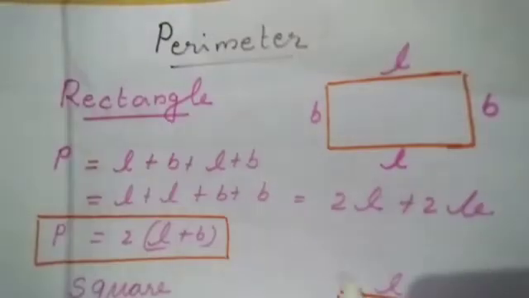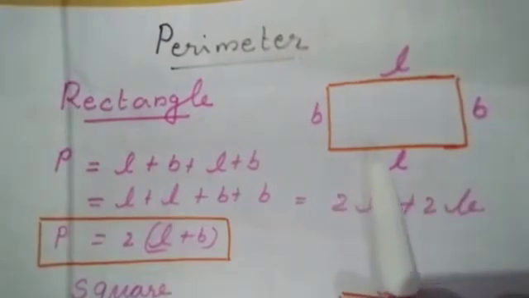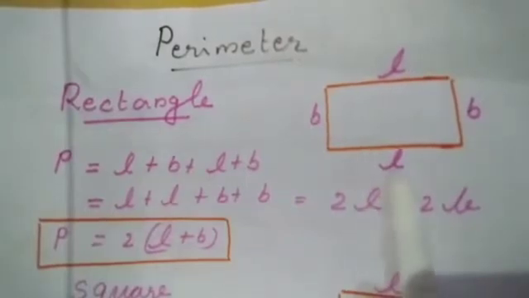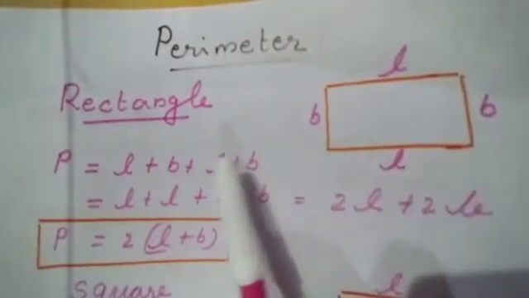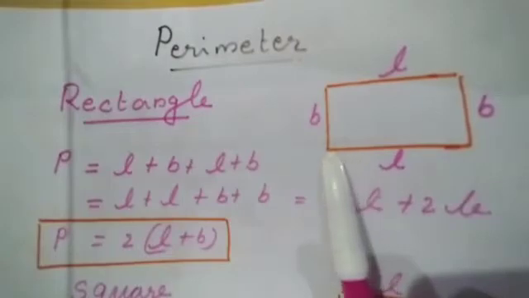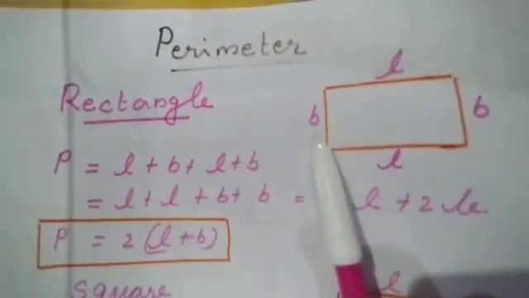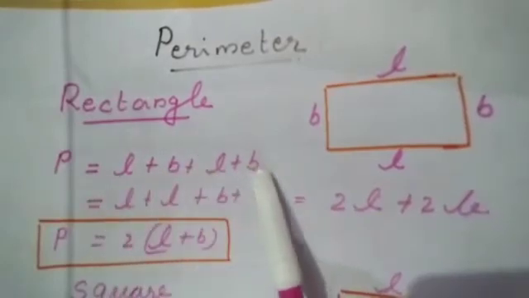Here one rectangle is given. The rectangle has four sides. Two opposite sides are equal. That is, these two sides are called length and these two sides are called breadth. Then the perimeter of the rectangle means this length plus breadth plus length plus breadth. That is, perimeter equals length plus breadth plus length plus breadth.